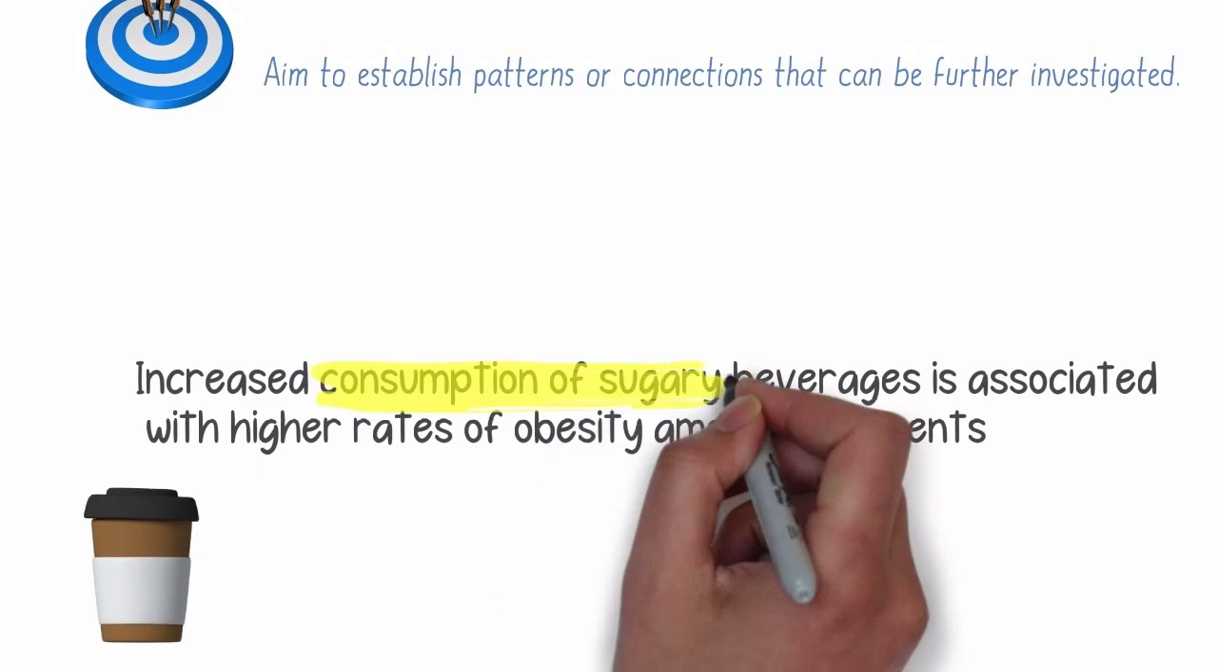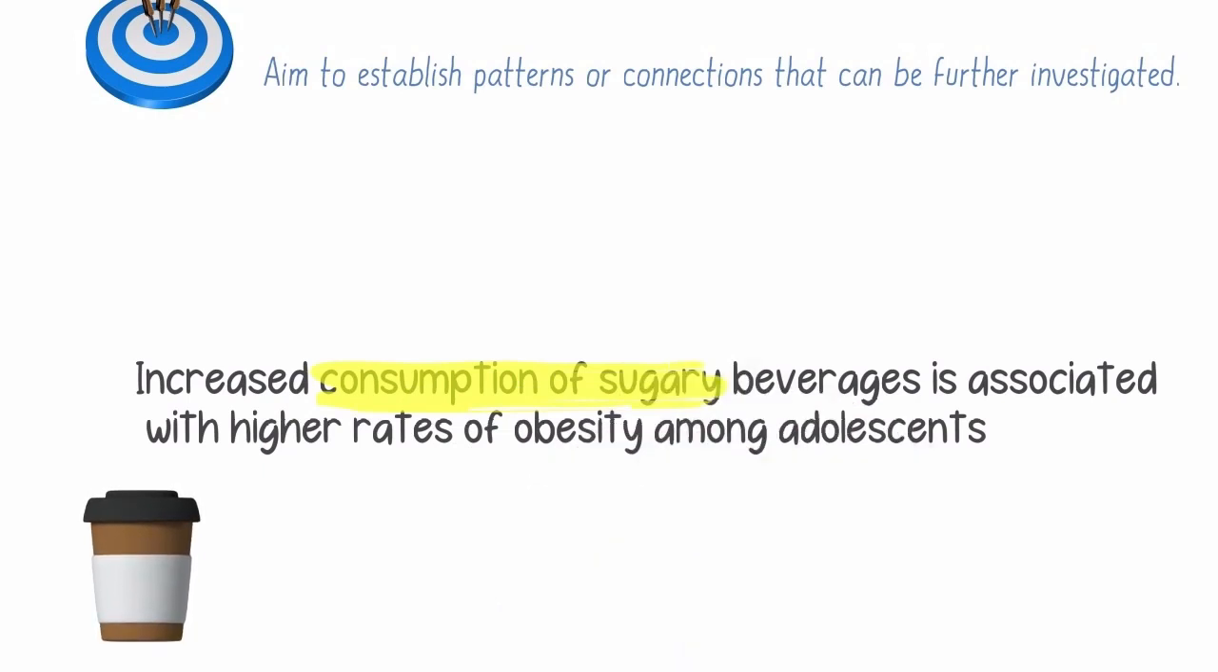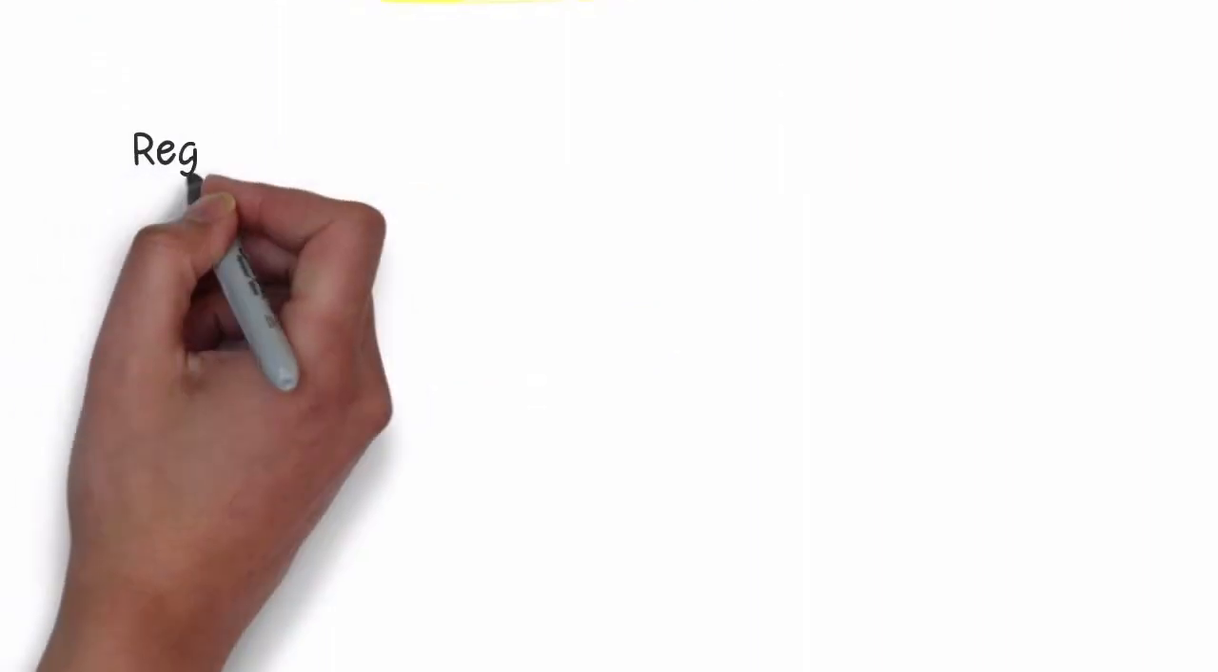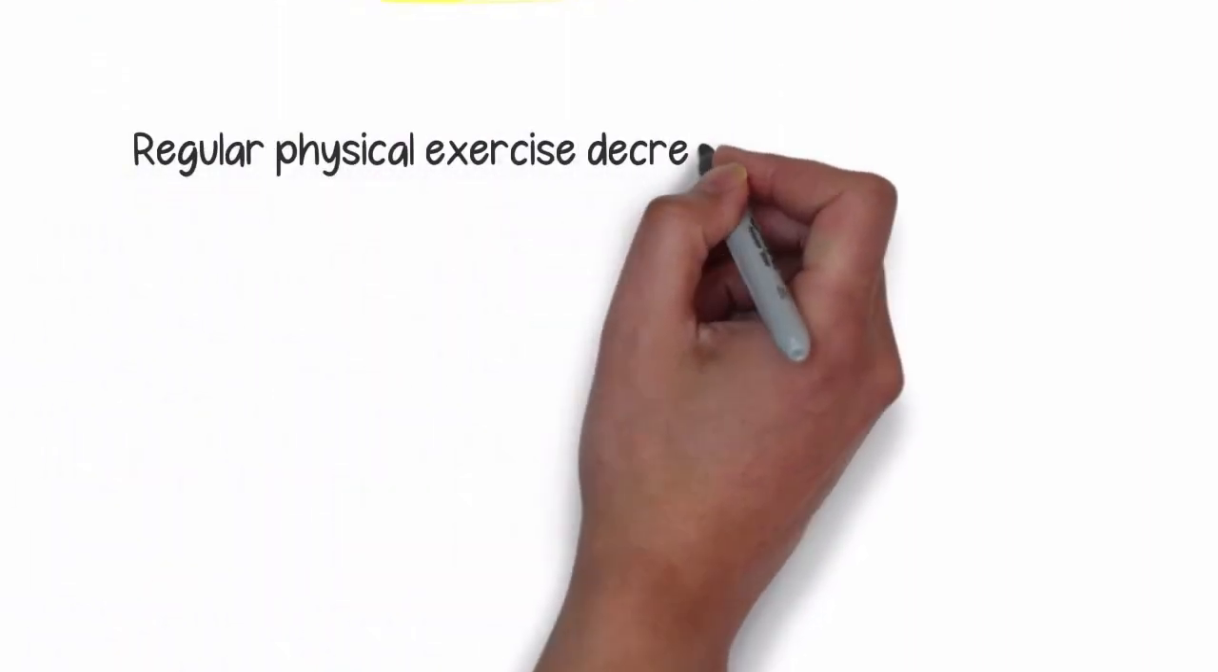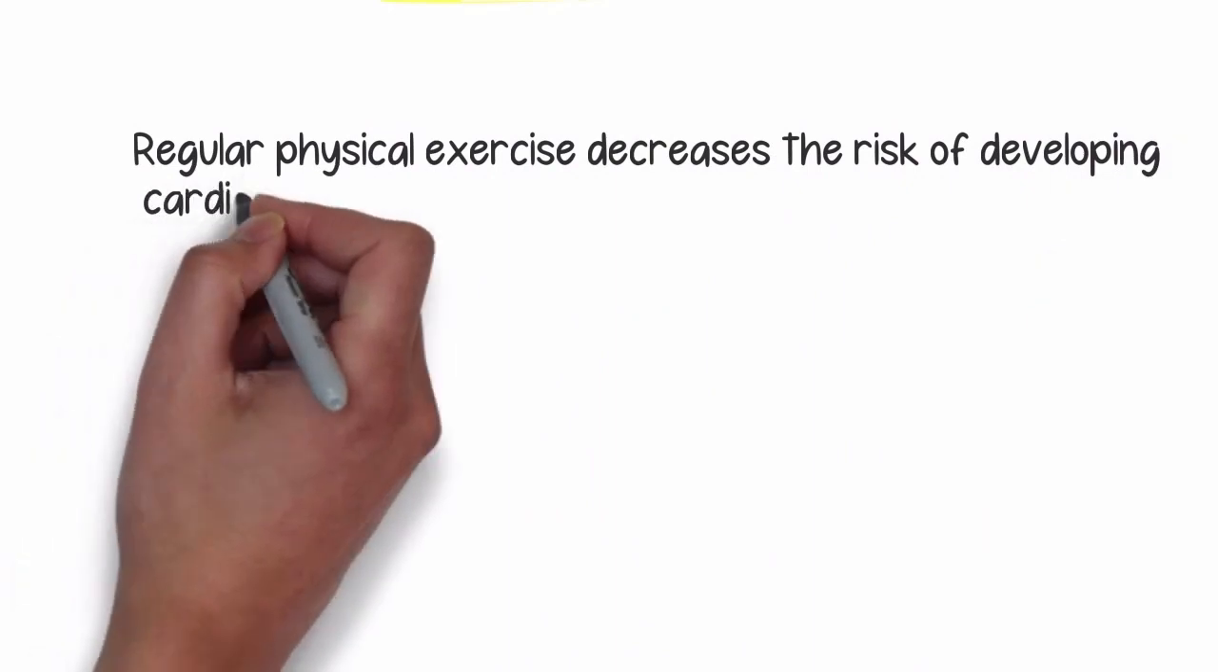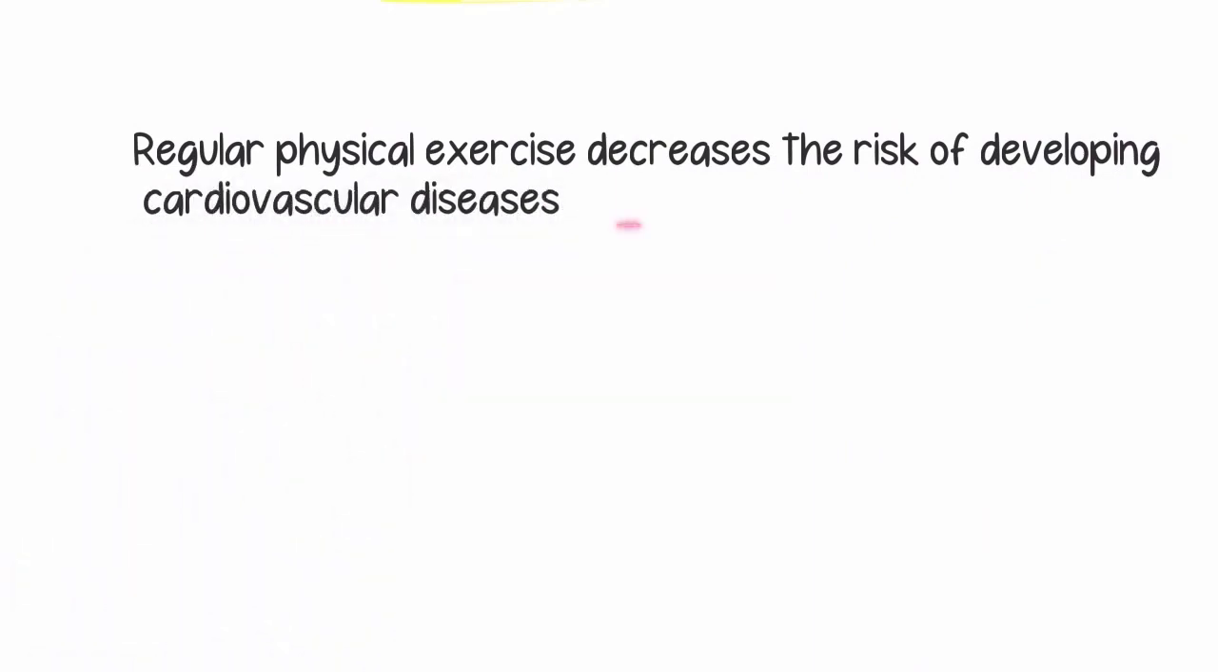For example, increased consumption of sugary beverages is associated with higher rates of obesity among adolescents. Regular physical exercise decreases the risk of developing cardiovascular diseases.